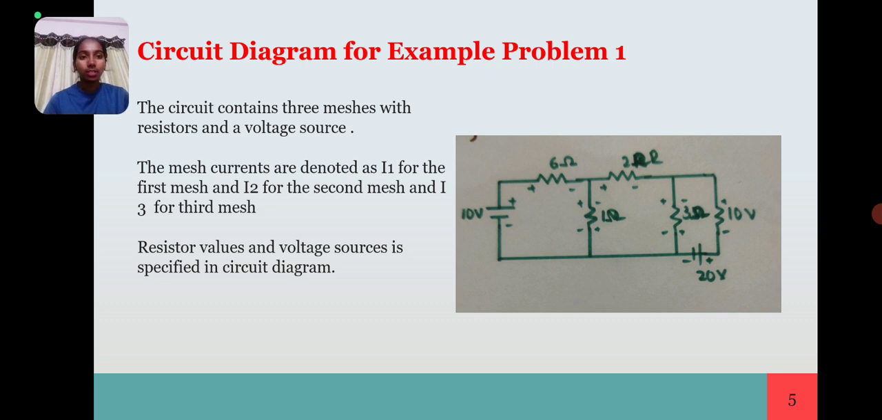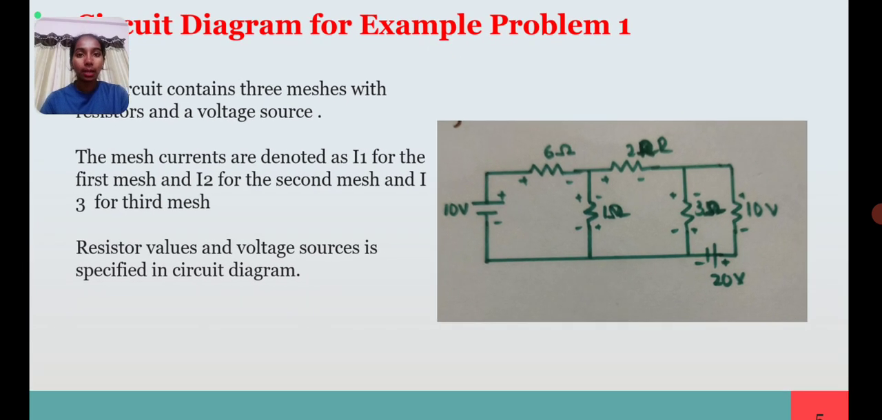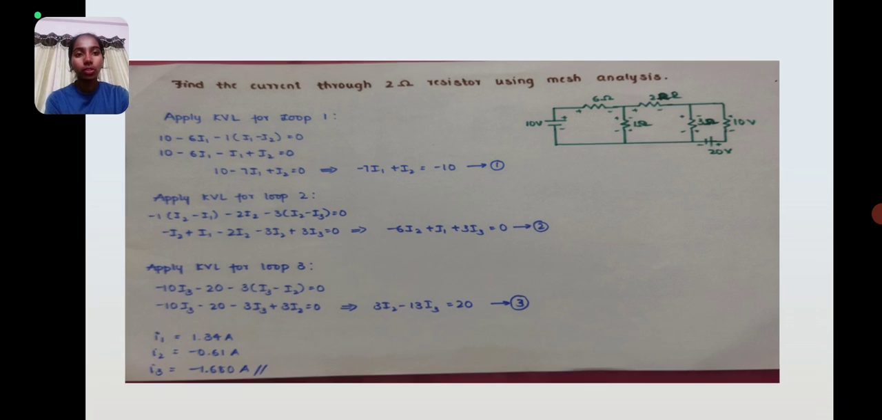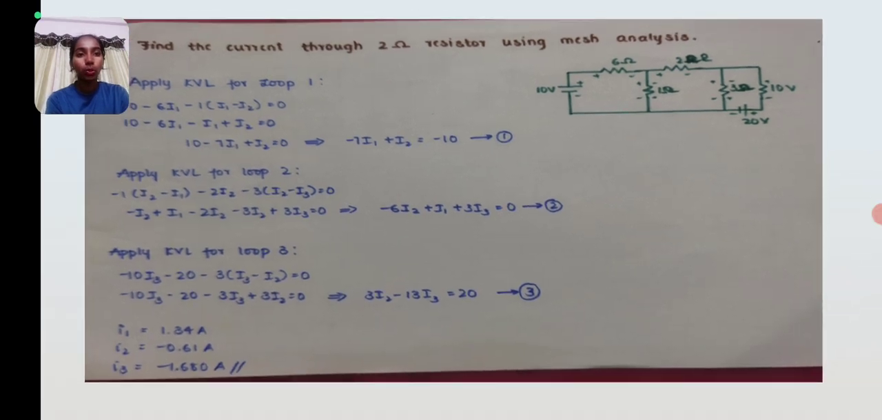Now let's look into the circuit diagram for example problem 1. The circuit contains three meshes with resistors and voltage source. The mesh currents are denoted as I1 for the first mesh, I2 for the second mesh and I3 for the third mesh. Resistor values and voltage sources are specified in the circuit diagram. So have a look at the circuit diagram. We'll be solving the problem in the next slide. So the question is, find the current through the 2 ohm resistor using mesh analysis.